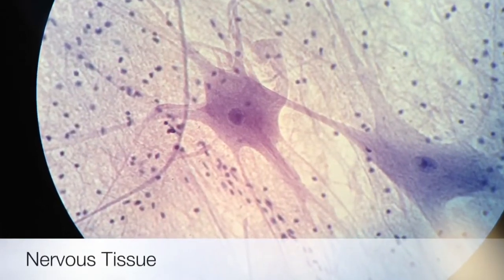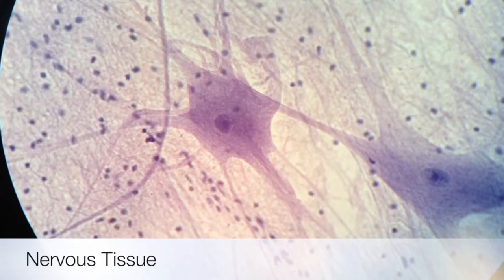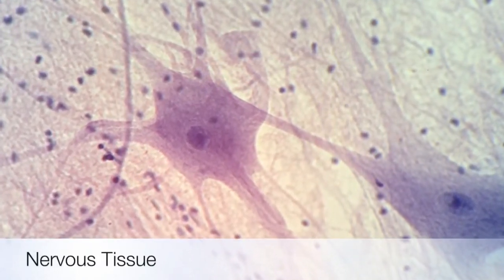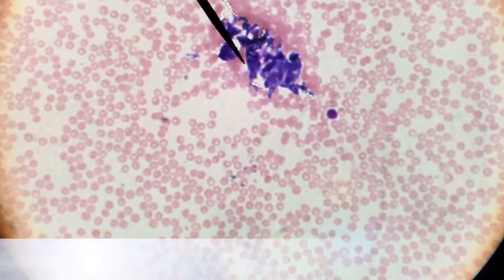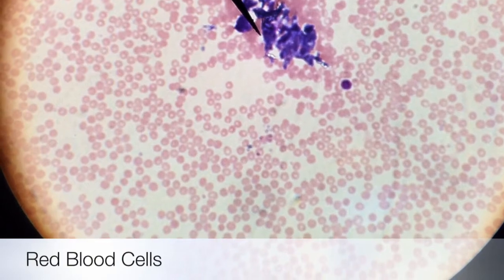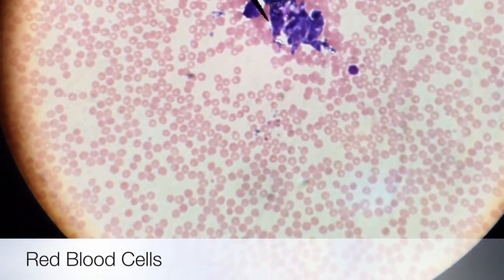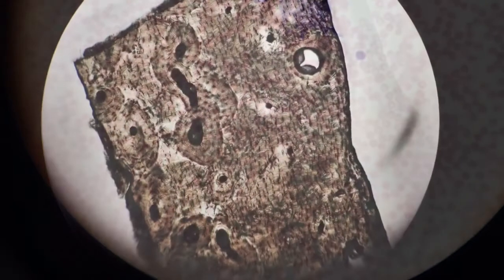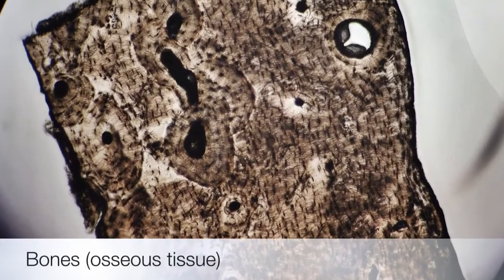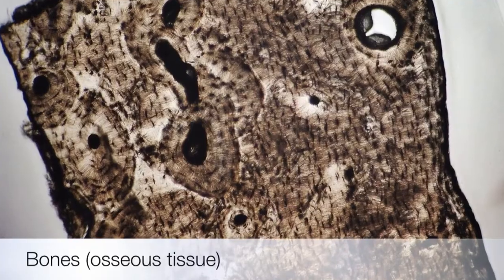Nervous tissue can be found in the brain and spinal column, and its function is that neurons transmit electrical signals from sensory receptors and to effectors. Red blood cells can be found within blood vessels, and their function is transporting respiratory gases, nutrients, wastes, etc. This is osseous tissue or bones, and its function is to support and protect.